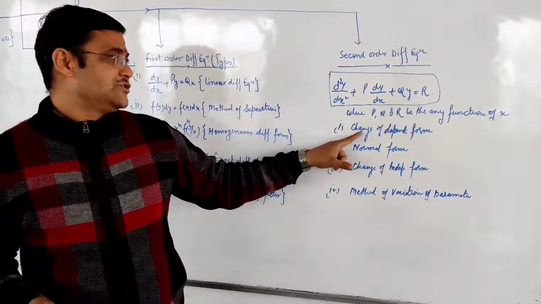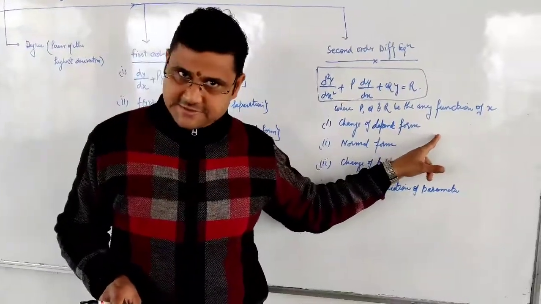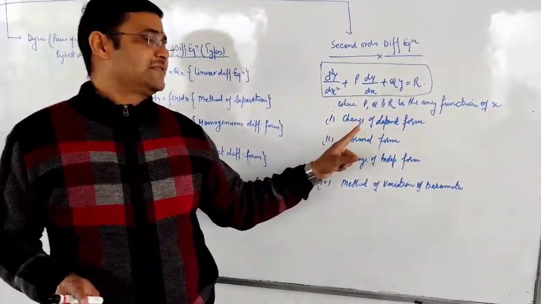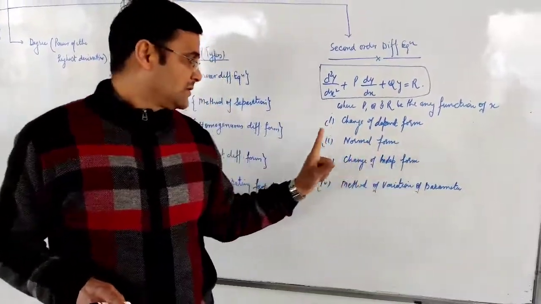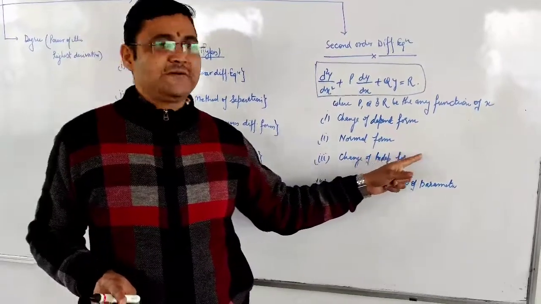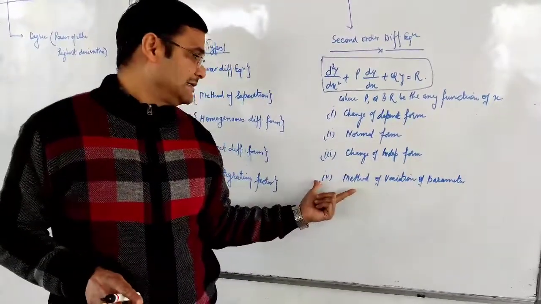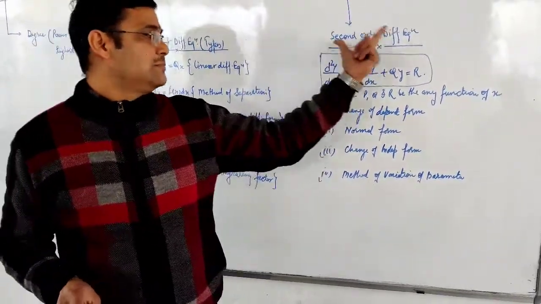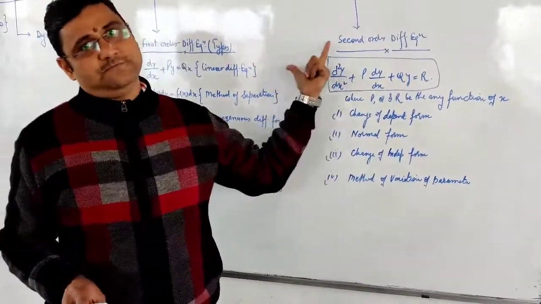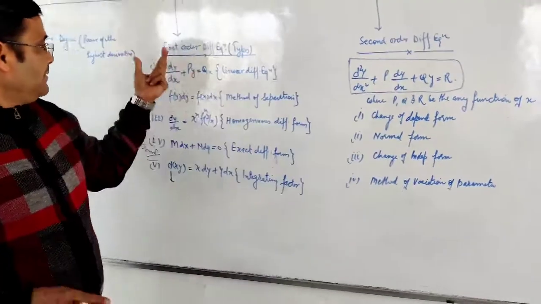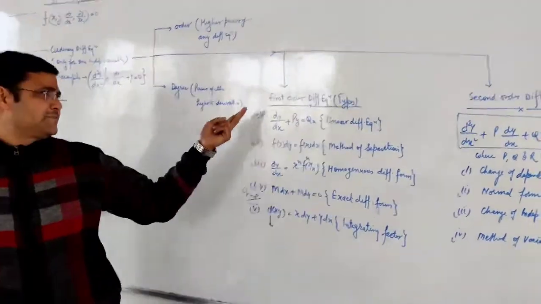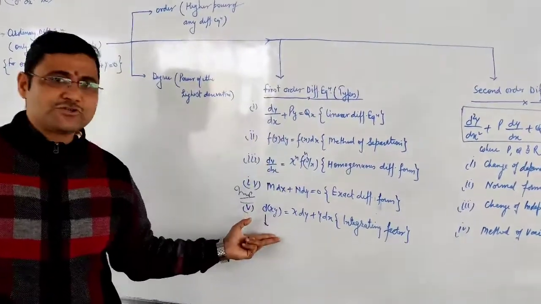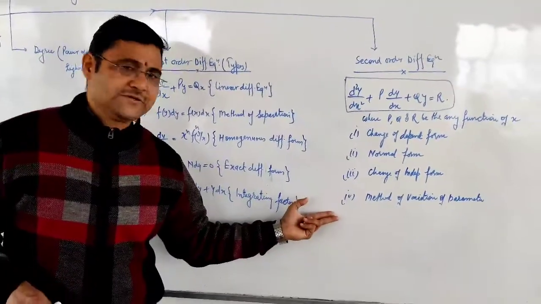The types of second order differential equation: first is the change of dependent variable by independent variable. Second, by the normal form. Third, changing of independent variable. And fourth is the method of variation of parameters. These are the methods to solve the second order differential equation. Is it clear?